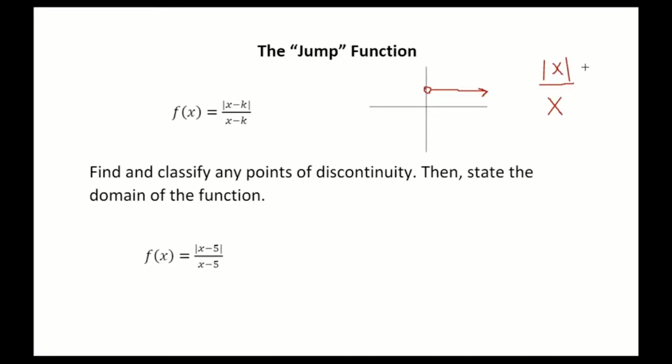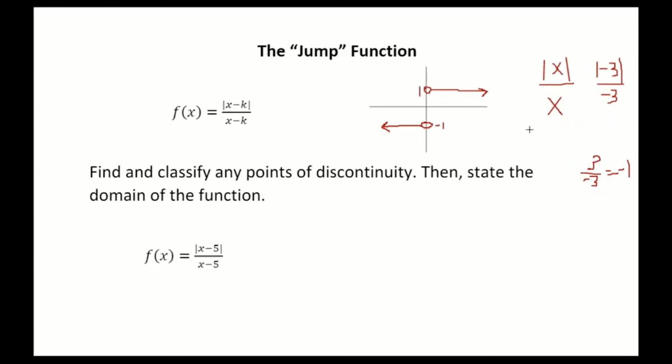If x is negative, like let's say we have the absolute value of negative 3 over negative 3. Well, the absolute value is going to turn this negative 3 into positive 3, and so you'd have 3 over negative 3, which is negative 1, right? And that's going to be true for every single negative value here: you would have negative 1 as your result. So it's called a jump function because you're kind of jumping up from negative 1 to 1.